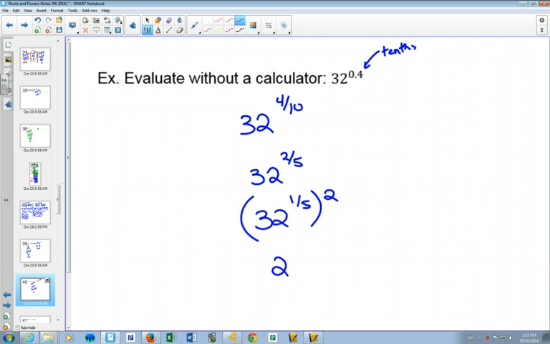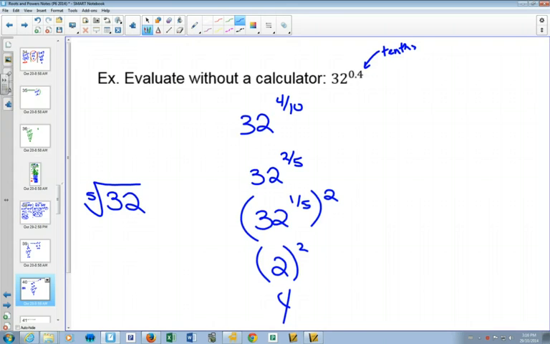And then this is equal to 2. 2 squared is 4. I knew it. That was the answer. How did I get the 2? 32 to the 1/5, you're looking for a fifth root. Fifth root of 32.